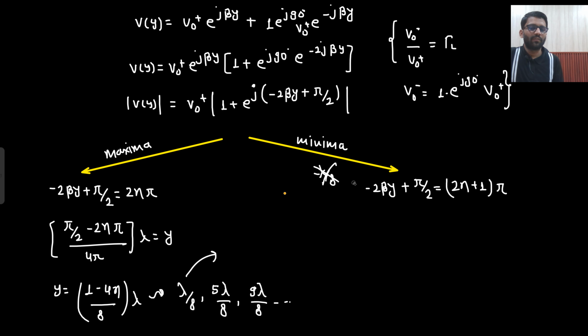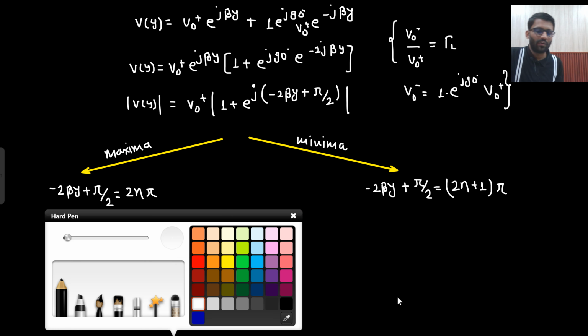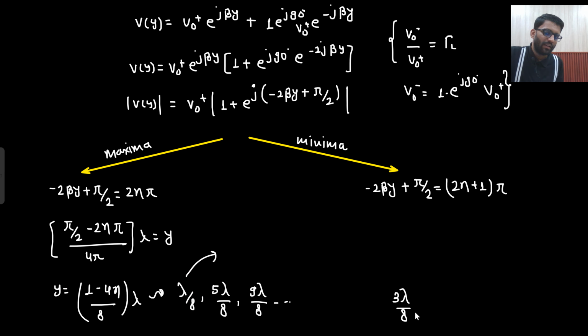So from here also you can get to know that our location of minima will be 3 lambda by 8. Then lambda by 2 will keep on adding, because between two successive minima the distance will be lambda by 2. So lambda by 2, or you can say 4 lambda by 8, will keep on adding. So 7 lambda by 8, then 11 lambda by 8. In that manner, it will keep on going.